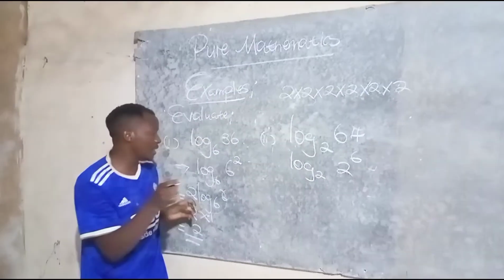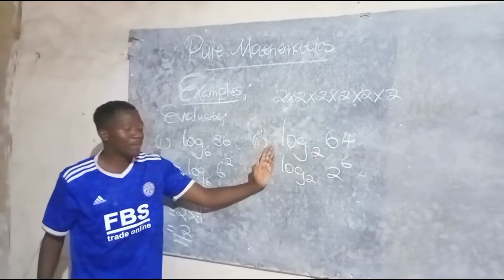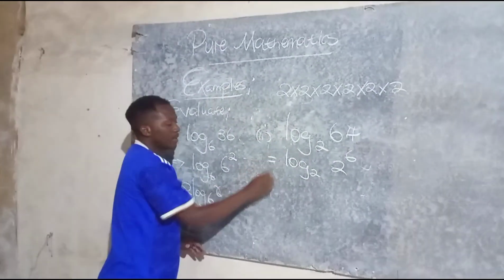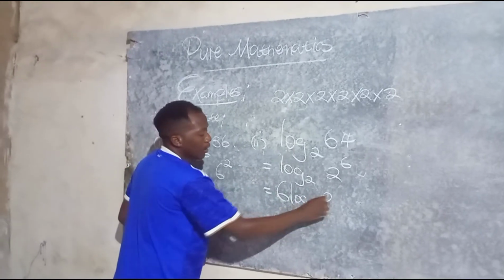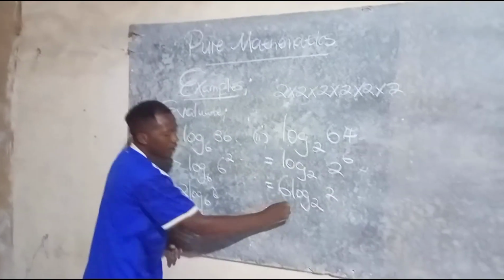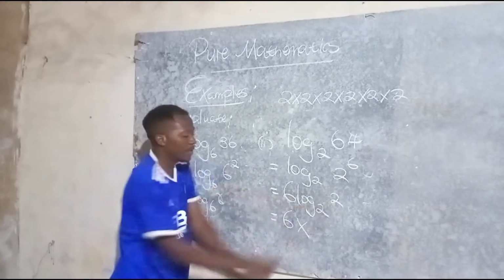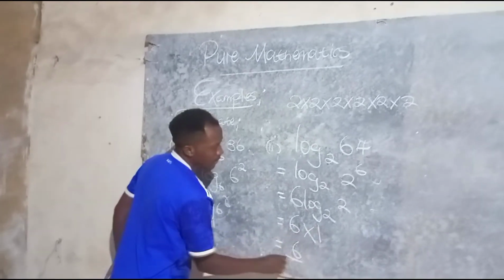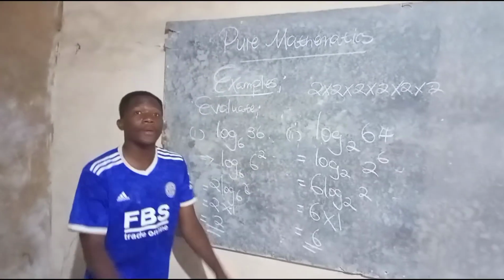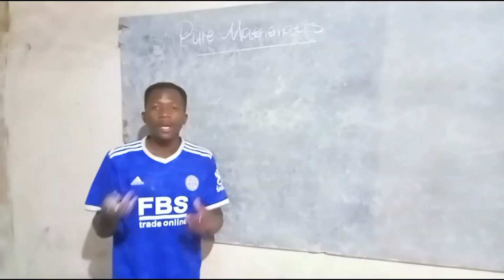But remember what we did in the first example? The power drops and becomes a coefficient of the log. So this becomes 6 times log 2 of 2. But this is the log of the same base, which we say is 1. Then this becomes 6 times 1, which is 6. So this is how we are supposed to evaluate. We've used the fourth rule.